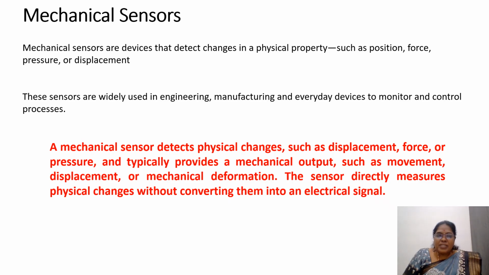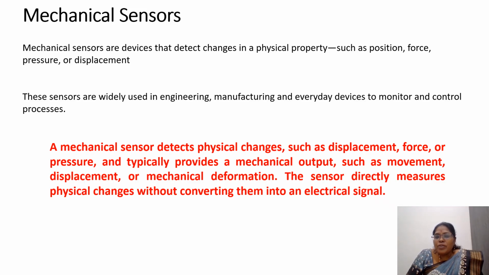So first let me start with the mechanical sensors. In the previous module you have seen the sensor. A sensor is nothing but something that detects some changes in the physical parameters. If it detects some changes in the physical parameters, then we call it a sensor.